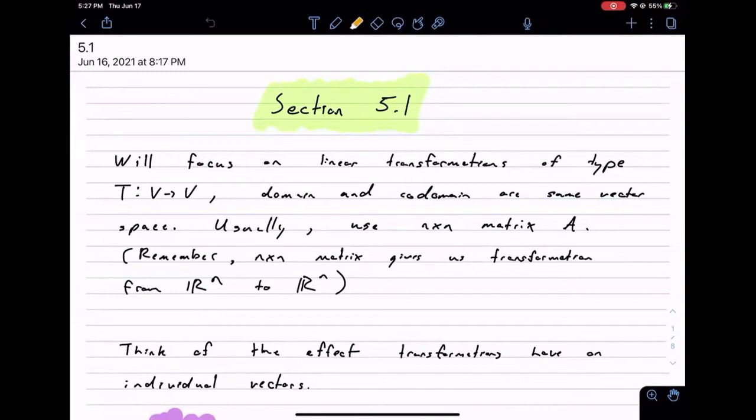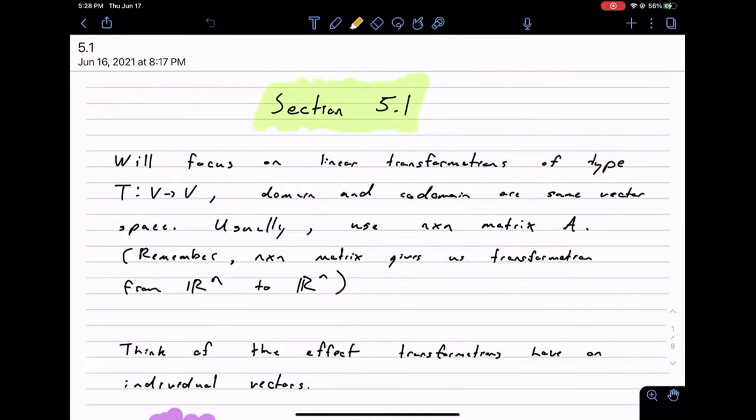And that is the end of chapter 4. So now we move on to chapter 5. In chapter 5, we're going to introduce something called eigenvectors and eigenvalues. And it sounds very fancy, but it's pretty straightforward.